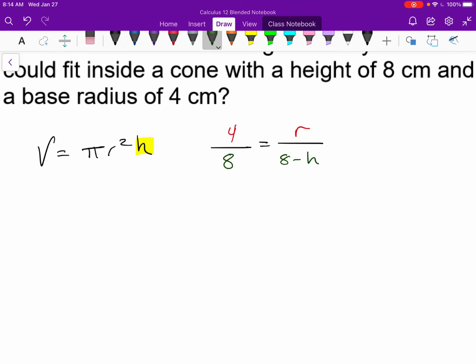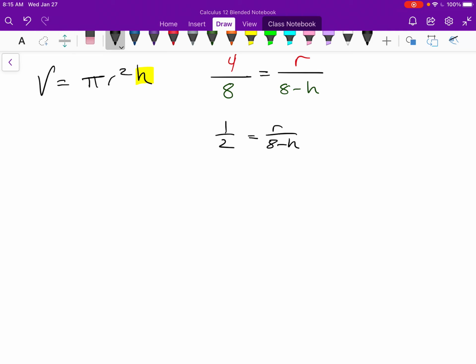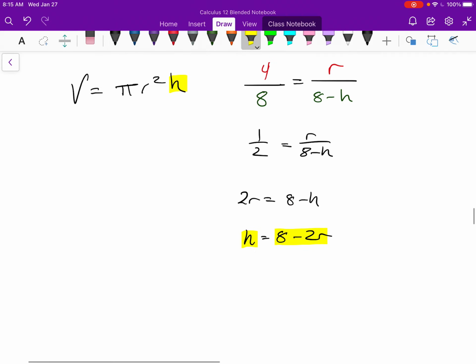All right, so now I can solve for r, I can solve for h. I'm going to solve for h just because it's just h in the equation, it's not h squared. And so if I quickly solve for h here, I can simplify this down to 1/2 equals r over 8 minus h. Solve for h. I'll multiply both sides by 2 and 8 minus h, or cross multiply, actually, same thing. So h must be equivalent to 8 minus 2r. And I think the hardest part of this question is for sure done.